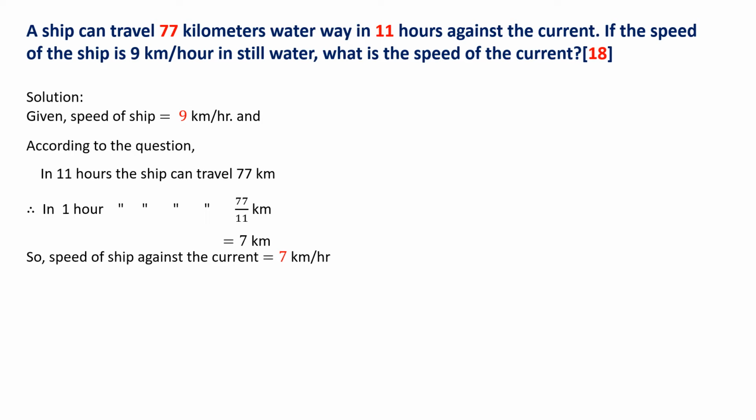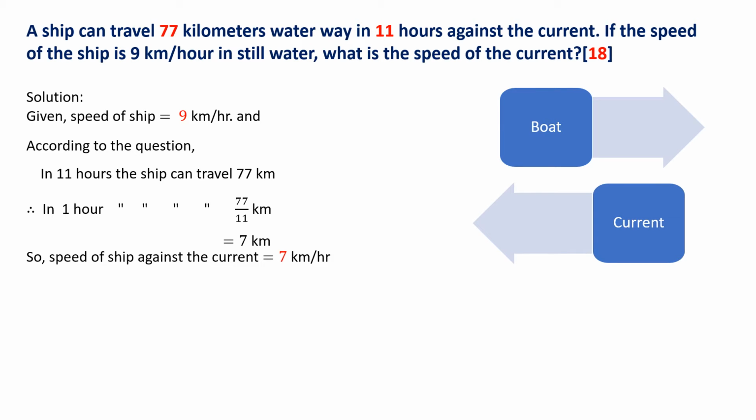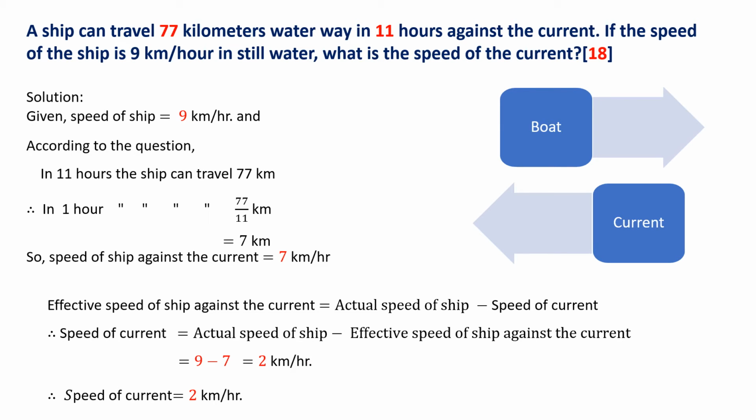So we are going against the current. That is why the direction of the boat and the direction of the current are opposite. So the effective speed of the ship against the current has a minus sign, because we are going in the opposite direction: the actual speed of the ship minus the speed of the current. What we need is the speed of the current. So the speed of the current would be the actual speed of the ship minus the effective speed of the ship against the current. The actual speed of the ship is given as 9, and the effective speed of the ship is 7. By subtracting 9 minus 7 we get 2 kilometers per hour. That is why the speed of the current is 2 kilometers per hour.